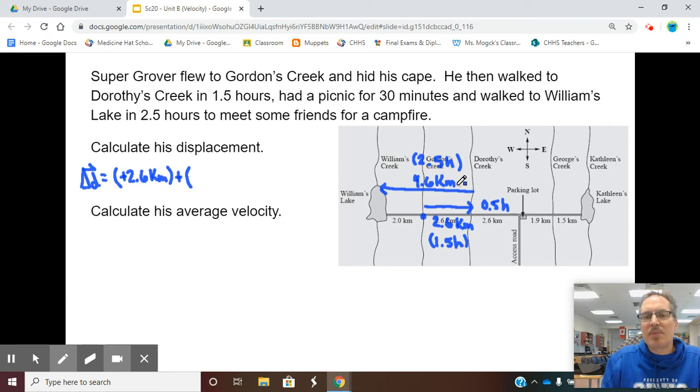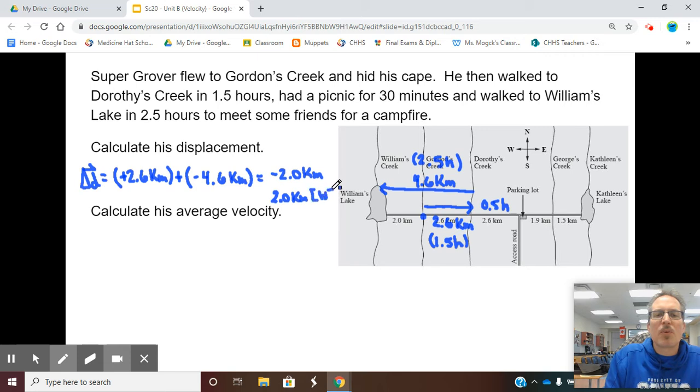We then went back 2.6 kilometers, and then back again. I've already done the math on here. We went west, or back, 4.6 kilometers, so that's negative. So when we add these together, this is going to be negative 2.0 kilometers, or 2.0 kilometers west. Because remember, I started here, I ended up here. So I am west of my starting point, where Grover landed.